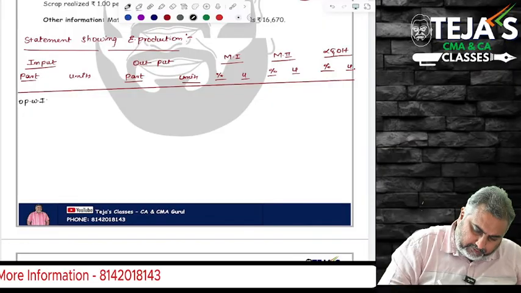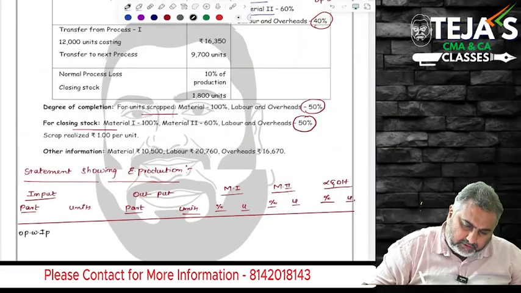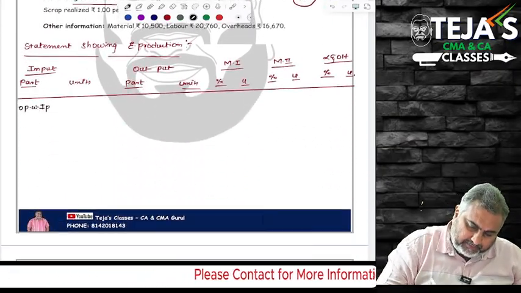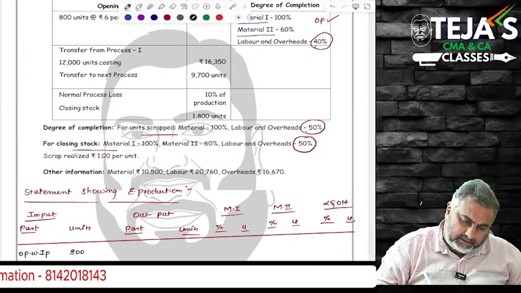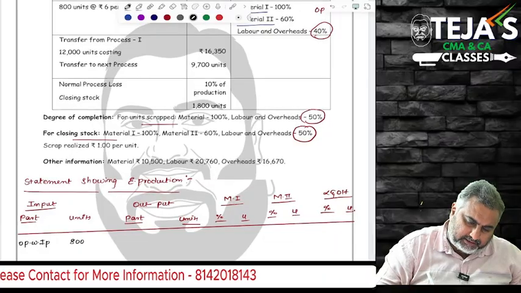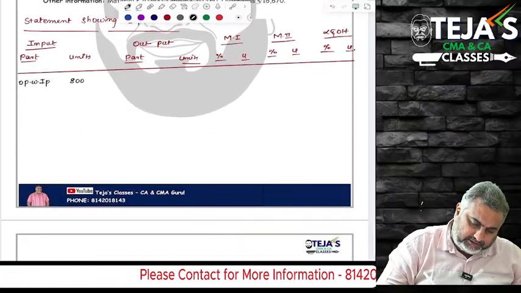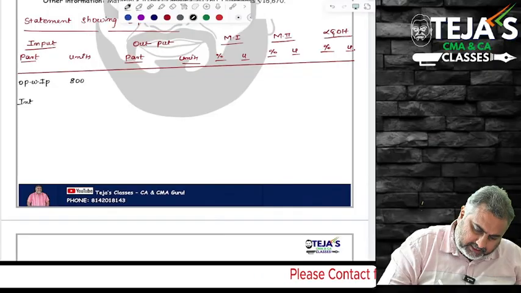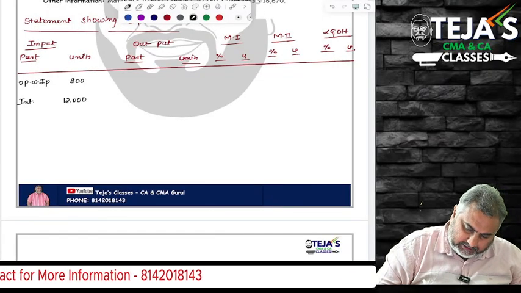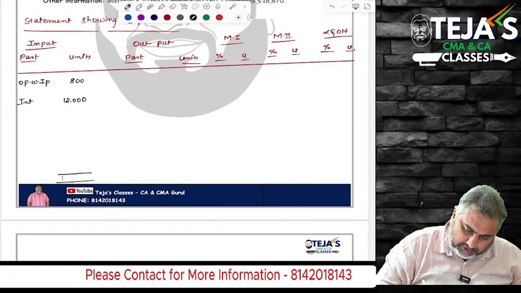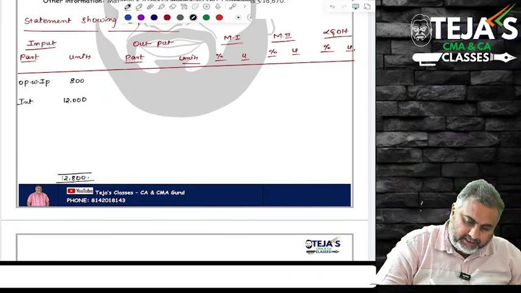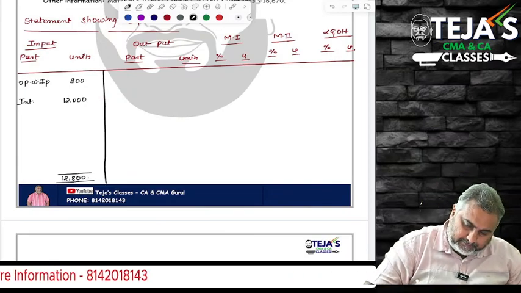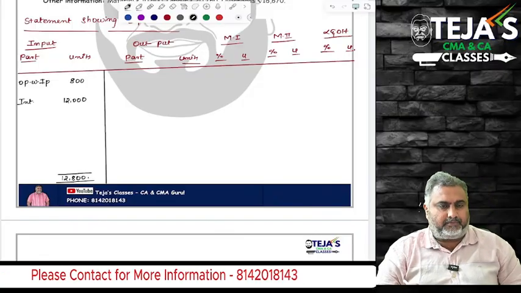First start with the input column, opening work in progress. How many units are given? 800 units. And transfer from the previous process, how many? 12,000 units. So the introduction is 12,000 units. That's it. Always your input must be equal to your output. This is the only adjustment we will do with the input column.